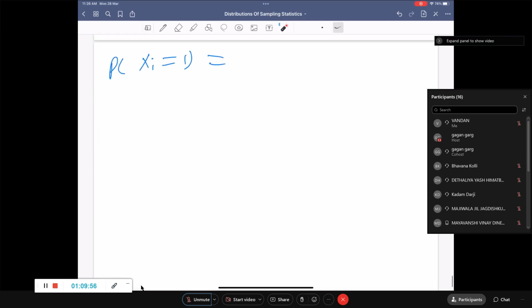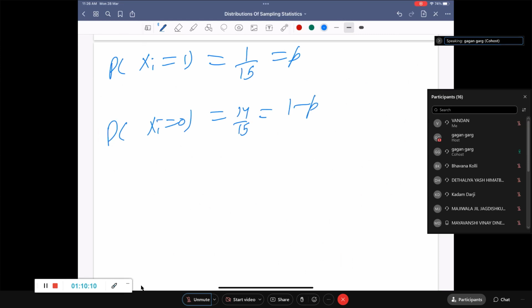If you choose a person at random, the probability of that person being left-handed is 1 by 15, which is basically P in this particular example. And the probability of xi equal to 0 is 14 by 15 in this example, which is 1 minus P. Now the question is, are x1, x2, xn independent? That is the question.